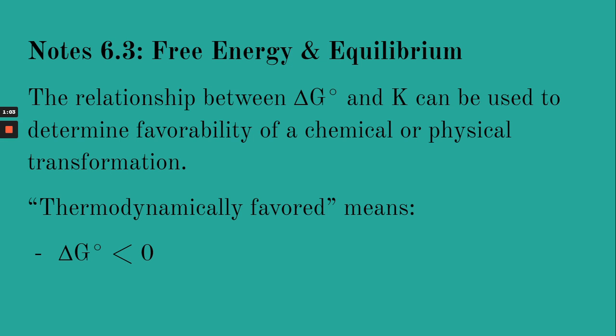Where R is equal to 8.314 joules per Kelvin mole. You don't need to memorize this equation, but you do need to know how to use it, given delta G and solving for the equilibrium constant, or vice versa.